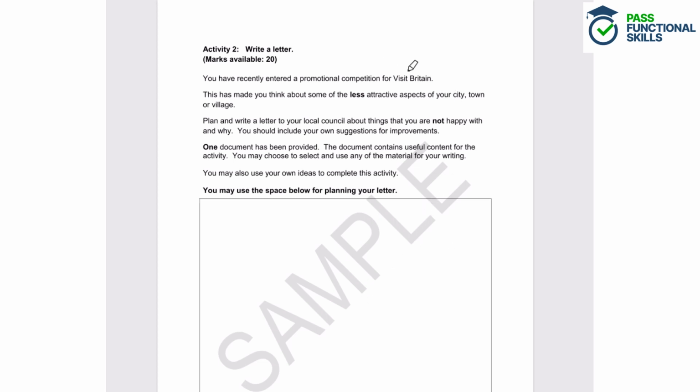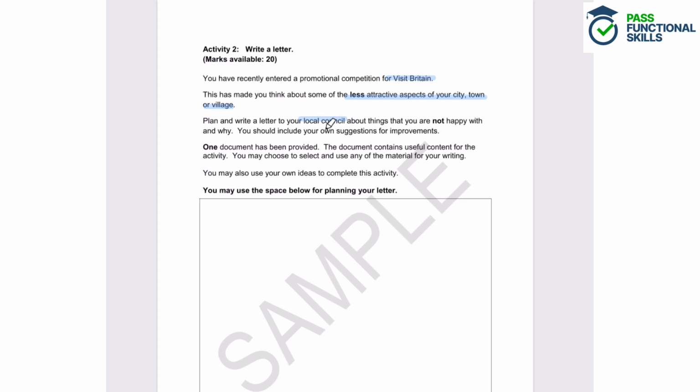So we are referring back to the previous activity, which is quite rare in your exams. Generally, the two activities will be about completely different topics. But this time, instead of looking at the positives and trying to persuade the reader, we're looking at the less attractive aspects of the city, town or village. So we've got a different purpose here. And we're also writing for a different audience. So we're writing to the local council.